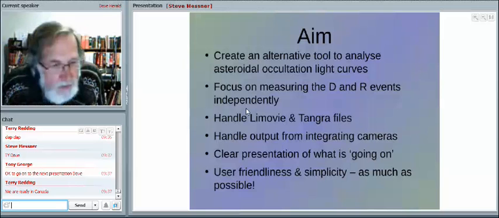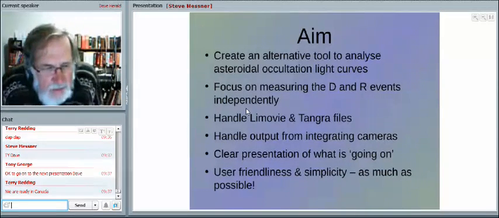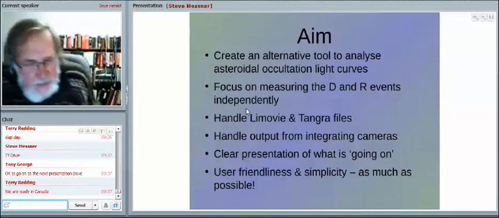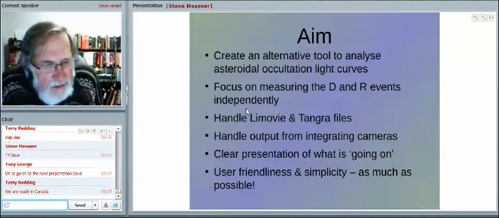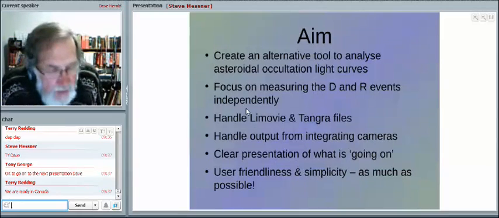So when I set out to do this, my aim was to create an alternative tool to analyse light curves. I wanted to focus on measuring the disappearance and reappearance events independently, because from my view the D and R events are statistically independent events. I wanted to make sure it could handle LiMovie and Tangra files quite transparently. One of the issues there is Tangra files. There are two different formats involved with the Tangra output.